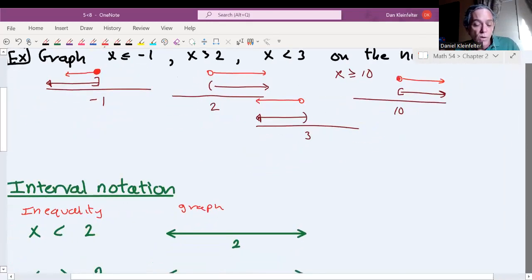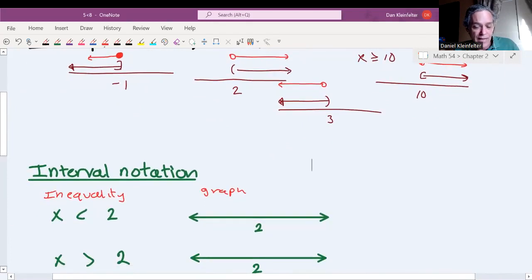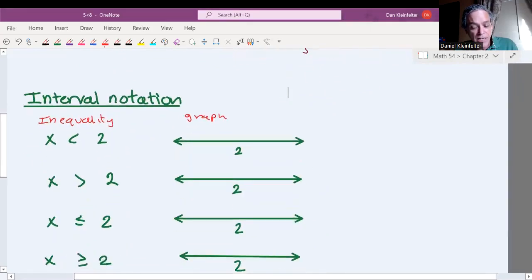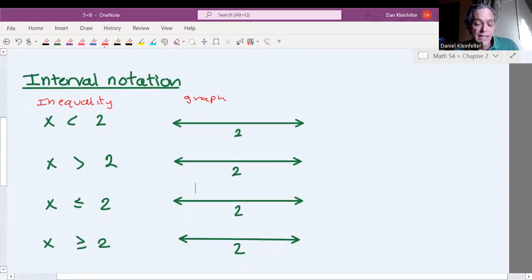Okay. So an inequality is going to have a whole interval of answers to it, and so we have a special notation for that. And that notation is called interval notation. We're going to look at it right now. So I've got 4 different possibilities here. x is less than 2, x is greater than 2, x is less than or equal to 2, and x is greater than or equal to 2.